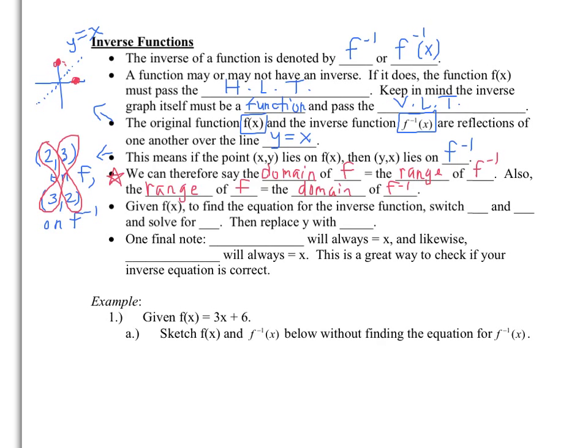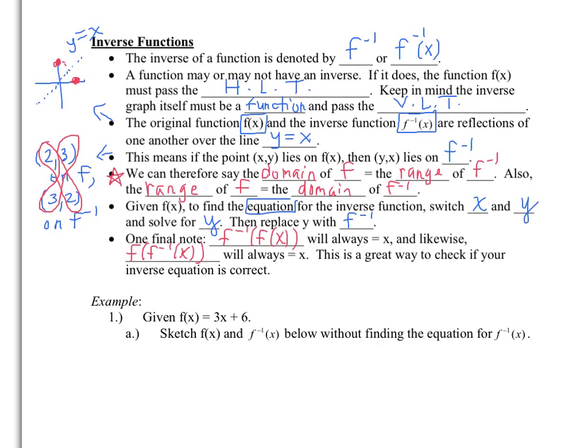Sometimes you are going to be asked to find the actual equation of an inverse function. To do this, you are going to switch x and y and solve for y. Once you have solved for y, you're going to replace it with f inverse notation. One final note. If you were to do the composition, f inverse of f of x, it would give you x every single time. And likewise, if you were to put an inverse into the original function, that would also give you x. So why do we bother with this? Well, this is a great way to check to see if your inverse equation is correct.